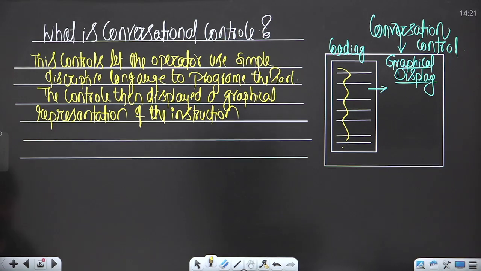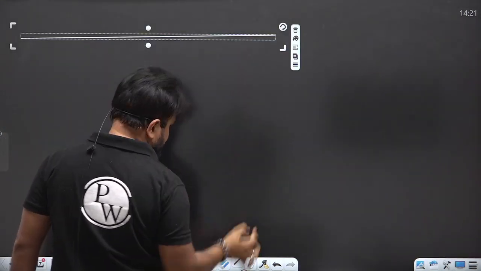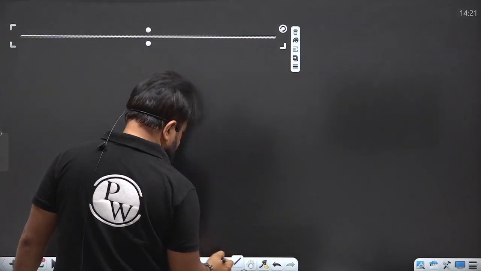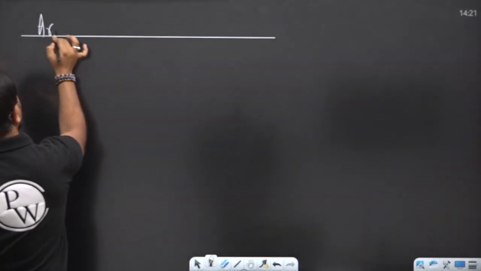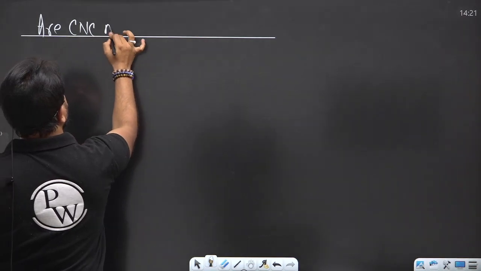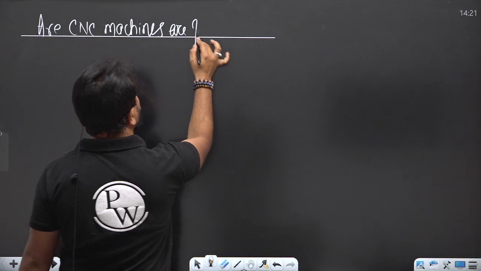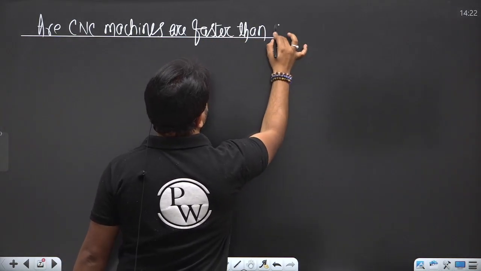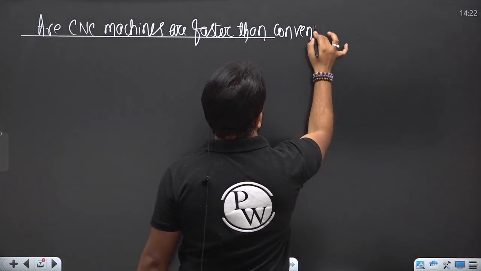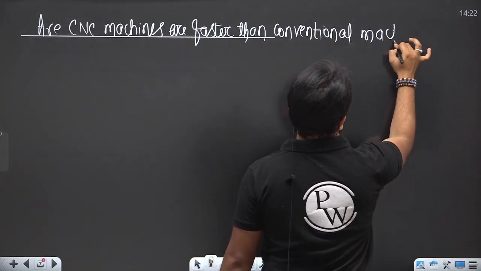Now the next question, my dear. Generally students are confused in this question. The question is, are CNC machines faster than conventional machines? Conventional machine, yes or no?